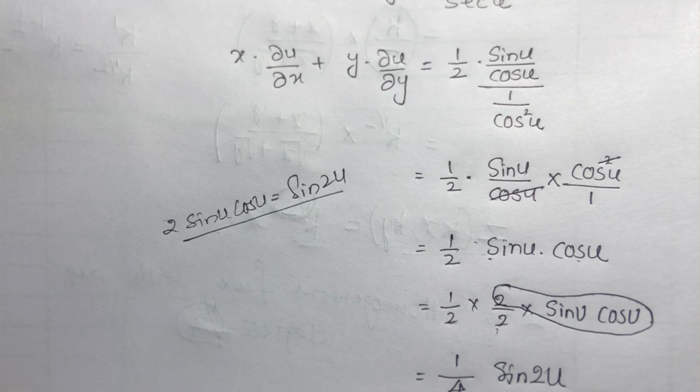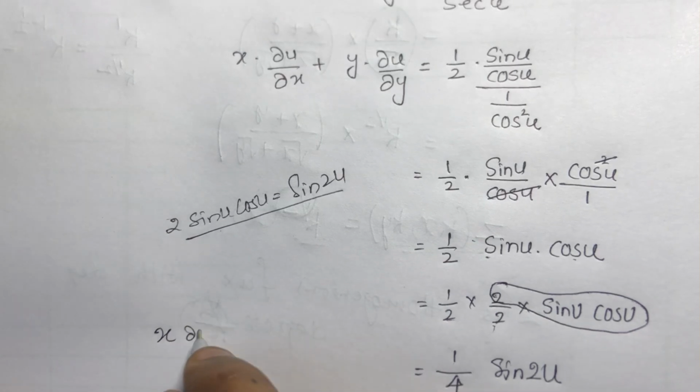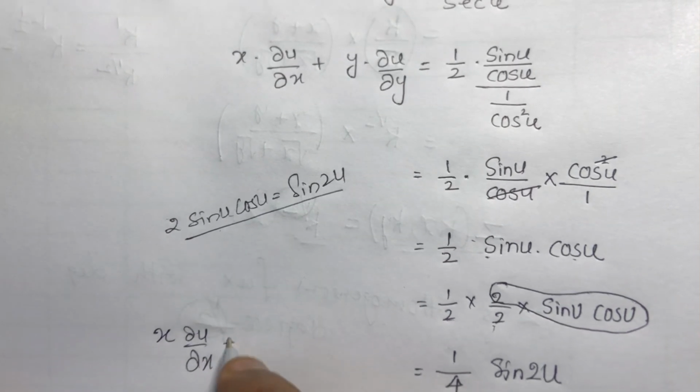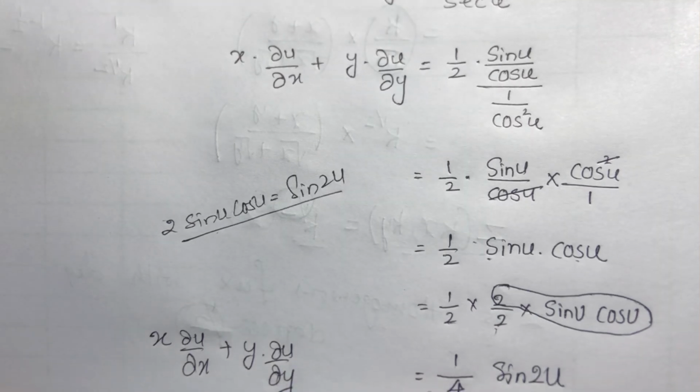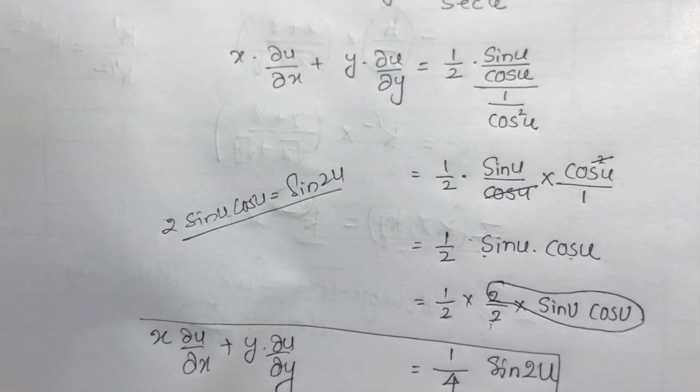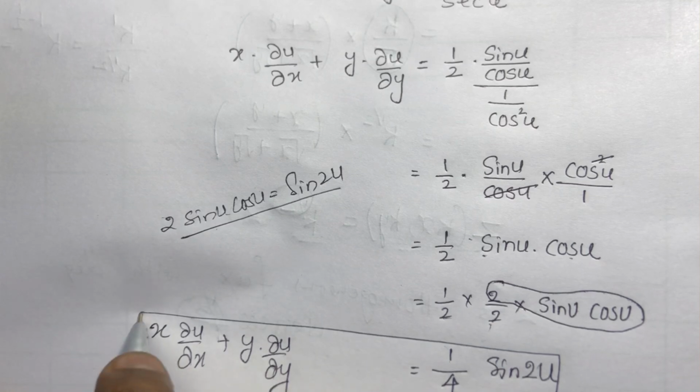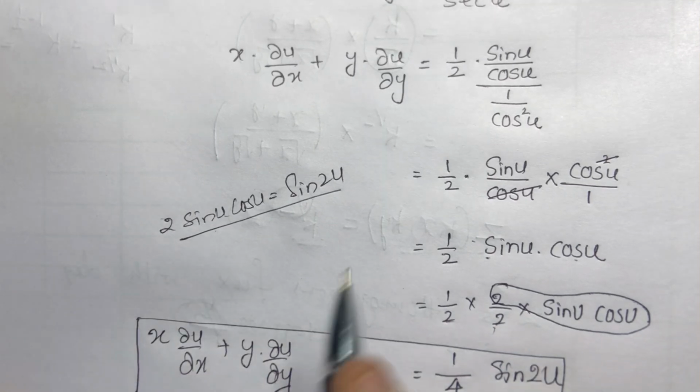So according to the question, what we have to prove? We have to show that x into ∂u/∂x plus y into ∂u/∂y is equal to 1 by 4 sin 2u. So this is our proof. According to Euler's theorem, we solved this.